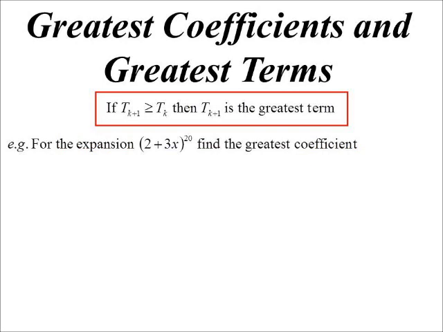So if we want to find the greatest coefficient in this particular expansion, what I do is I find my general term, so term k plus 1: 20ck, the 3x will be to the power of k, so 2 will be to the power of 20 minus k. But I'm going to set up this inequality. So not only do I want term k plus 1, I also want term k. So term k then would be 20c k minus 1, 3x to the power of k minus 1.